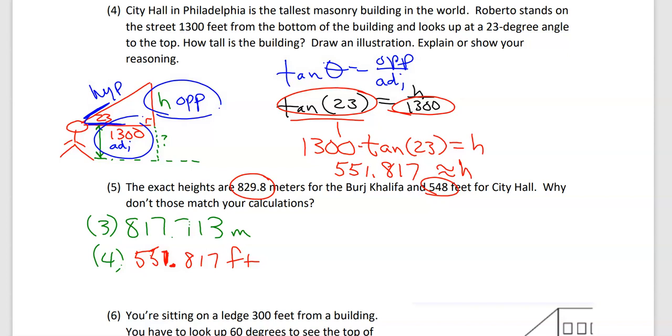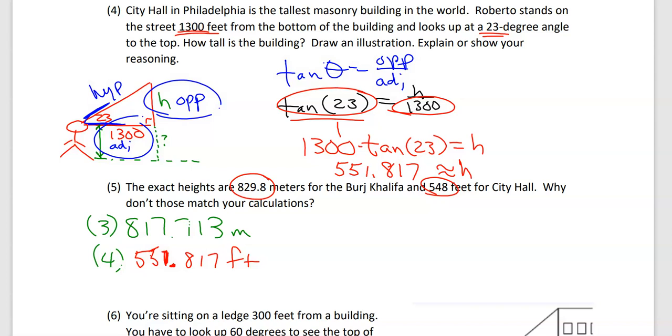So there could be a lot of reasons why the answers are off. One thing I noticed in both problems 3 and 4 is the fact that the angle measurements and the distances were all really nice numbers. So in other words, 23 degrees was probably more like 23.5 degrees or 23.7 degrees. So the chance of someone standing exactly 1,300 feet from a particular building, looking straight up at the top of it and being exactly 23 degrees, is probably not going to be exact.